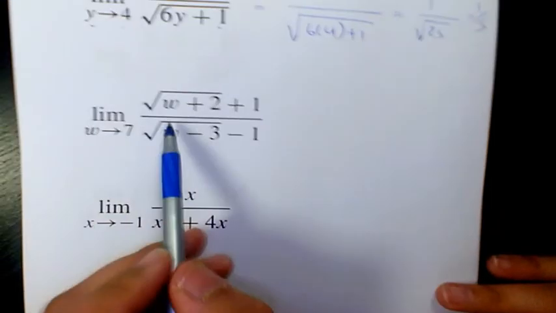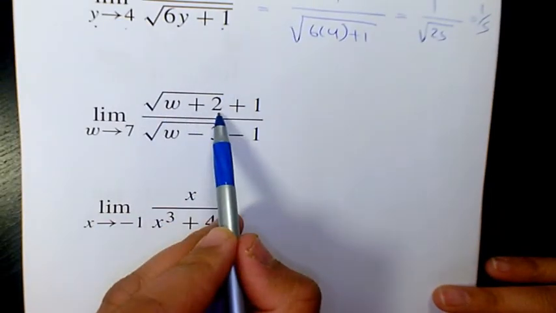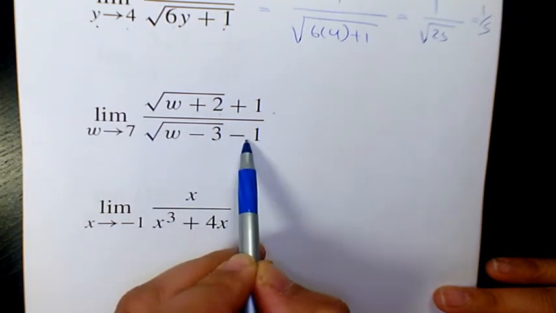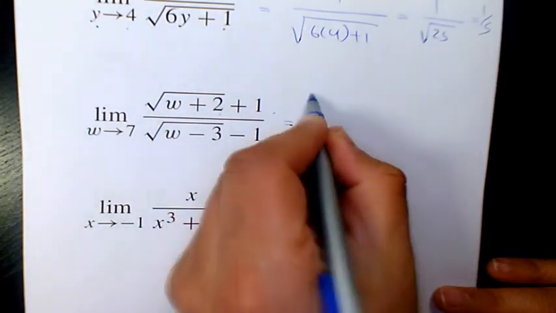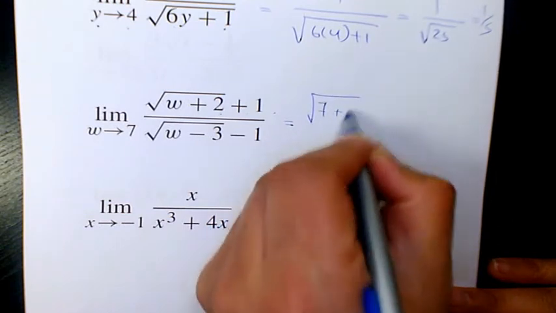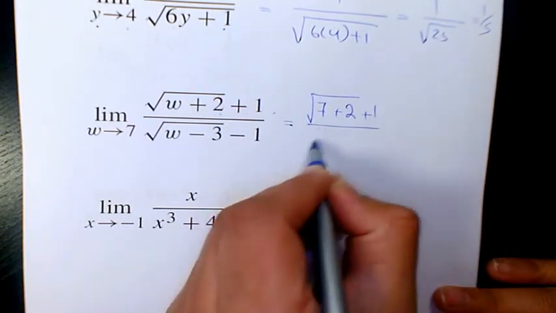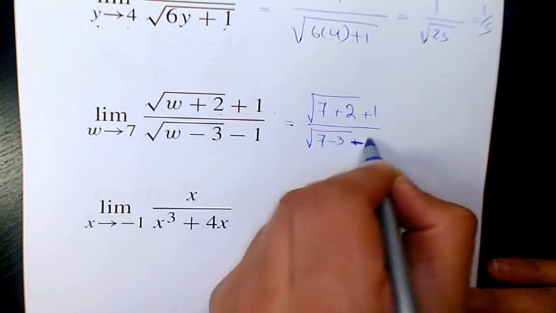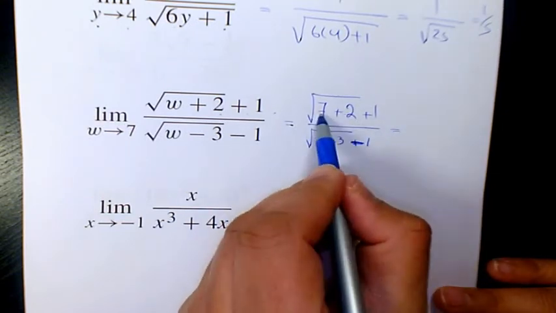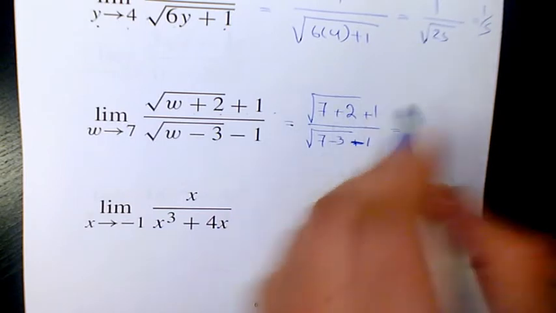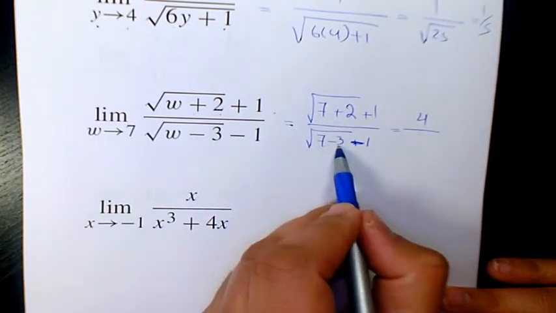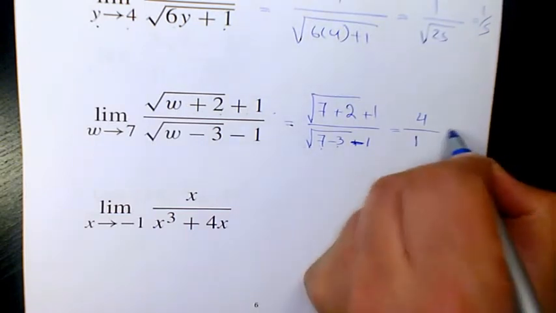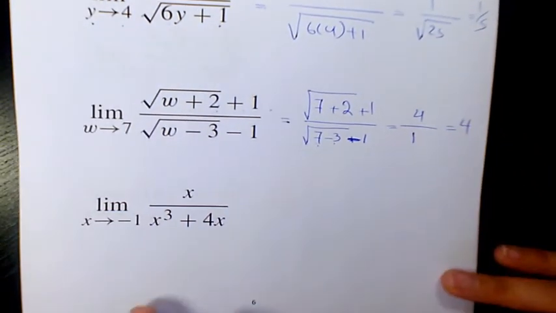Next one, limit of square root of w plus 2 plus 1 divided by square root of w minus 3 minus 1. So that's going to be square root of 7 plus 2 plus 1 divided by square root of 7 minus 3 minus 1. That's going to be square root of 9. Square root of 9 is 3. 3 plus 1, 4. 7 minus 3 is 4. Square root of 4 is 2. 2 minus 1 is 1. So 4 over 1 is going to be 4.